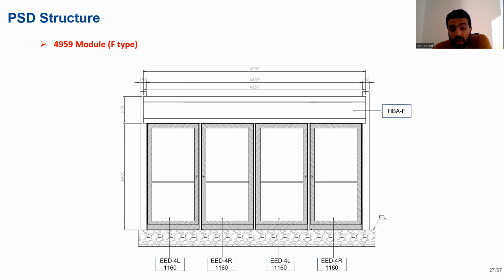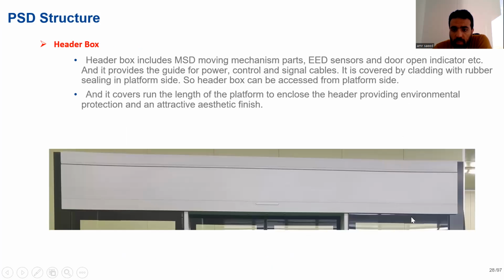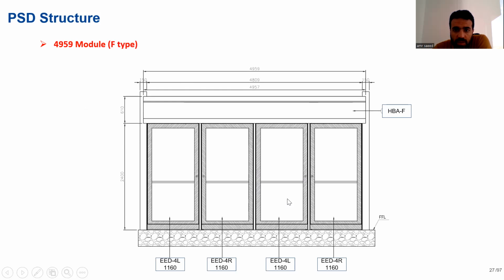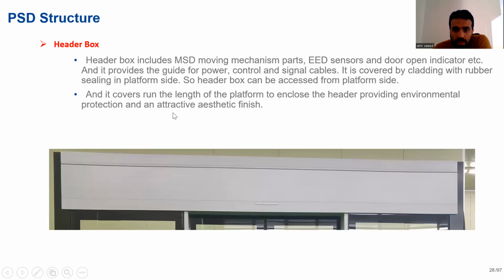MSD and EED together. Every type of these doors has a header box. We will see the header box and what is the purpose of it. Header box has many moving parts of MSD, EED. All sensors are located in the header box, and it's covered by this cover, this header box, this one, to know the location of header box.